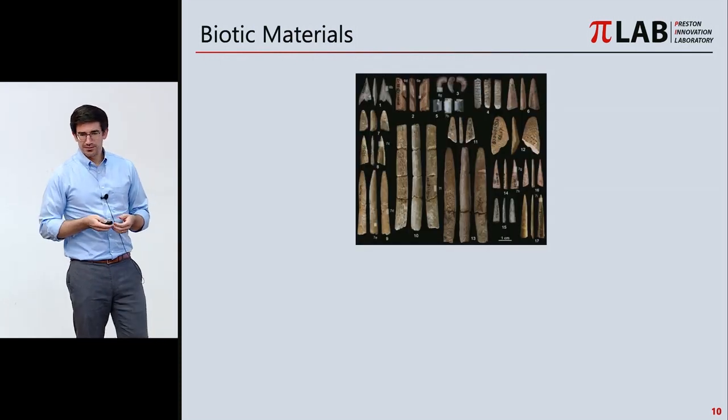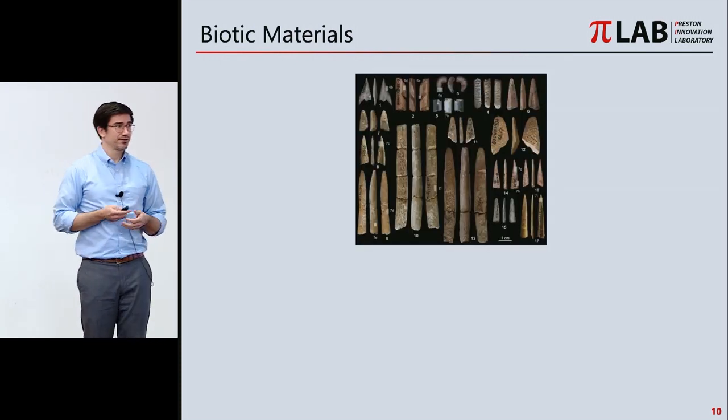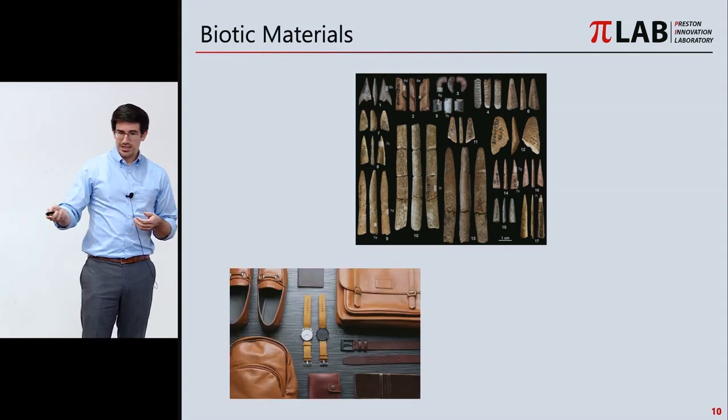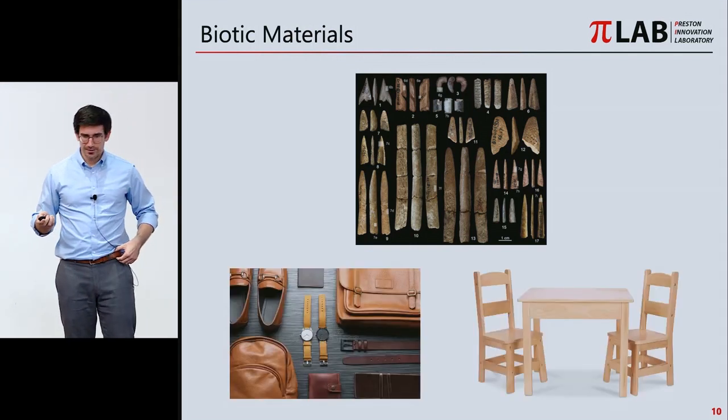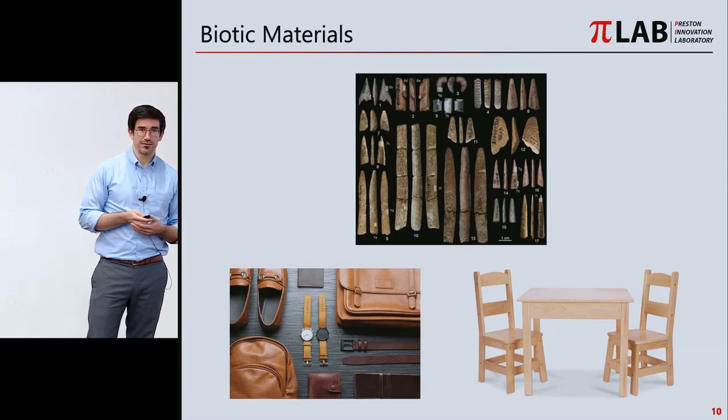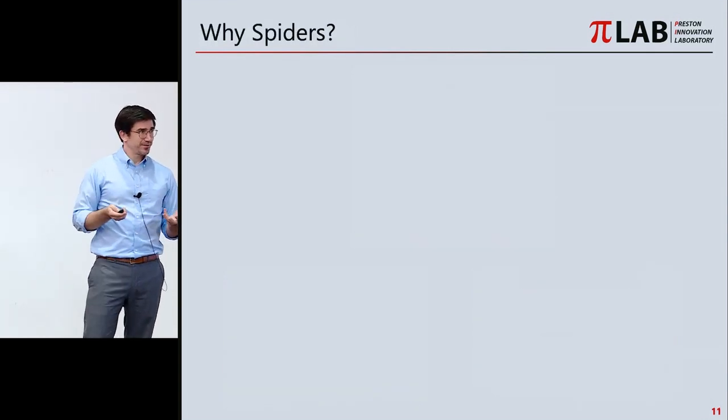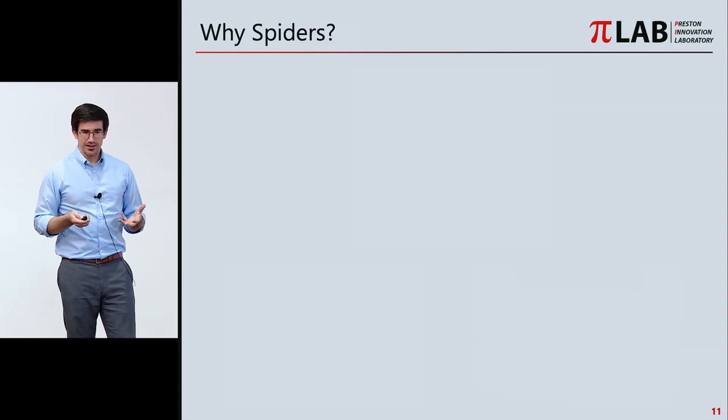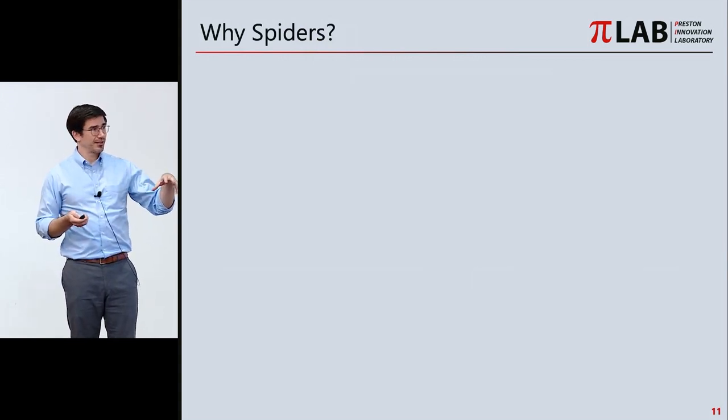And some examples might include maybe bones, like our early ancestors used for tools. But today, maybe even leather products, like my belt here, or wood, right? These are things that are examples of biotic materials. Why did we pick spiders? Well, they turn out to be actually a pretty great source material for gripping applications.